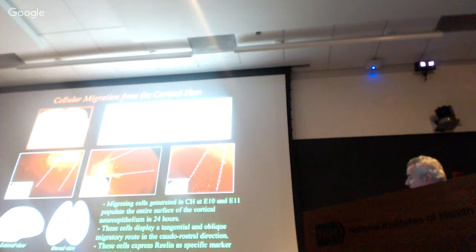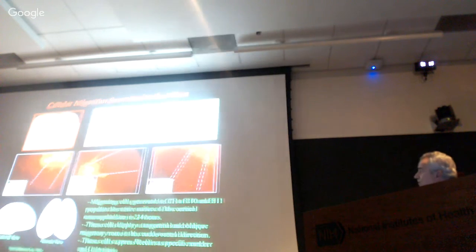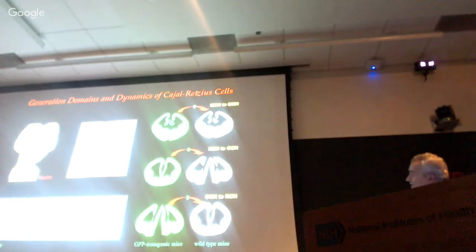So the important thing that we see in this type of experiment is that the cells that are generated in the rostral part of this structure of the cortical hem are going to populate the rostral part of the cortex. And the cells that are generated in the caudal part populate the caudal part. So how can these cells do this with such accurate migration?